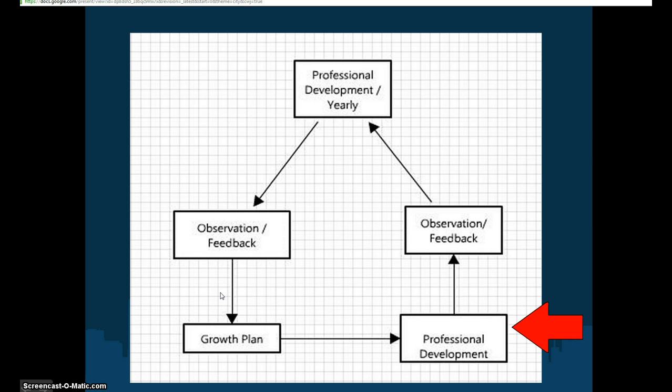Then the teacher can be given specific targeted professional development. It could come in the way of in-services, could also come in the way of coaching, could come in the way of mentoring. Professional development, though, should be targeted into those areas highlighted on the growth plan. Once the professional development happens, then we have some more observation to judge growth, and we start the process all over again.